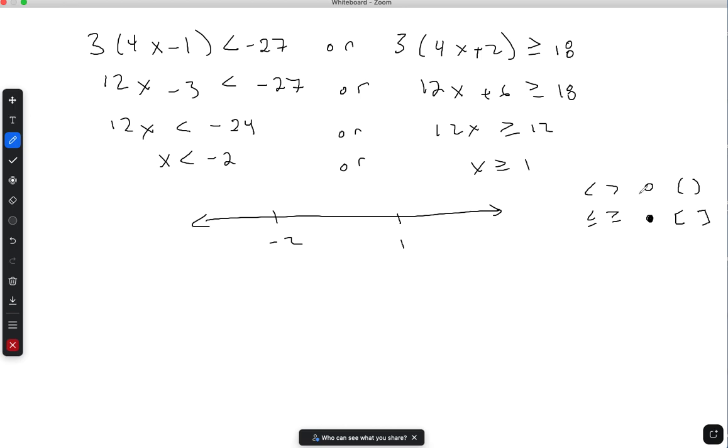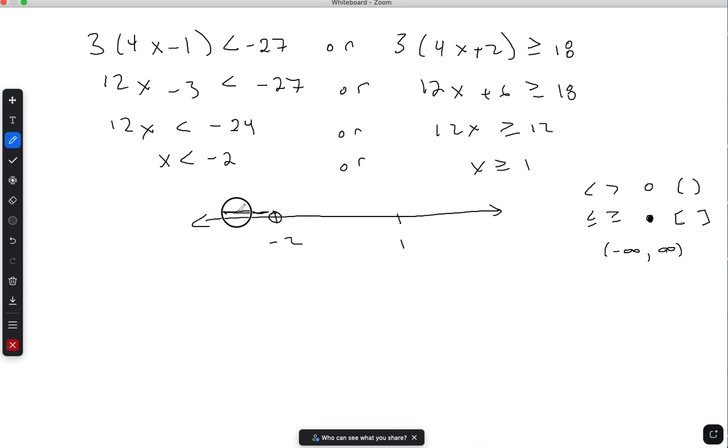So no equal sign, open dot, always parentheses. Equal sign, solid dot, and that gets brackets. And the infinities are always going to be parentheses. So if there's an infinity involved, no bracket, that end is going to be a parenthesis. Okay, so with that, come over here and we've got x is less than negative 2. No equals, so that's going to be an open dot. Less than negative 2 is this way.